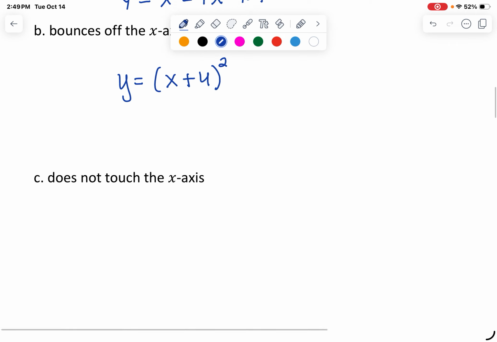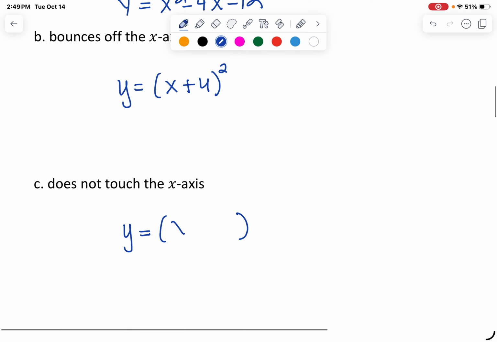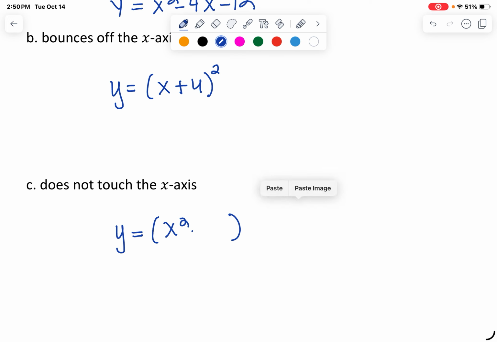All right, does not touch the x-axis. So if you think about it not touching the x-axis, we want no real zeros. So we can't have linear factors. What we're going to have to do is make a quadratic factor, so x squared, and it would have to give us imaginary solutions. So x squared plus, and then any number here, 1, 2, 85, it doesn't matter. I'll do 3 again. And once again, you don't need those parentheses because it's just that one factor.